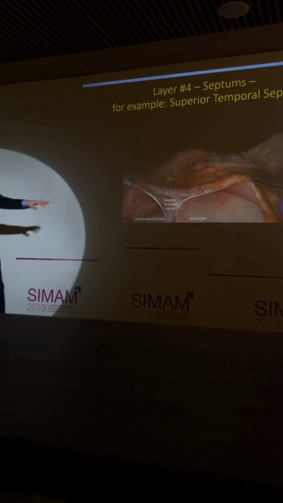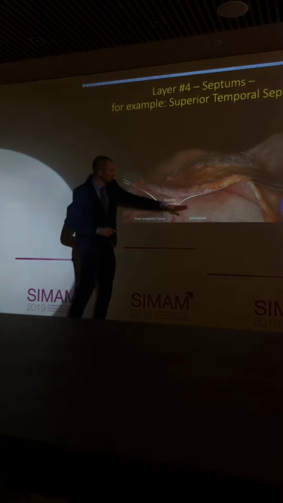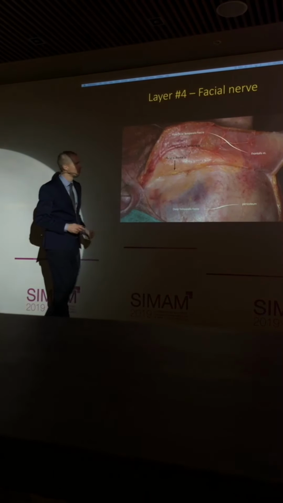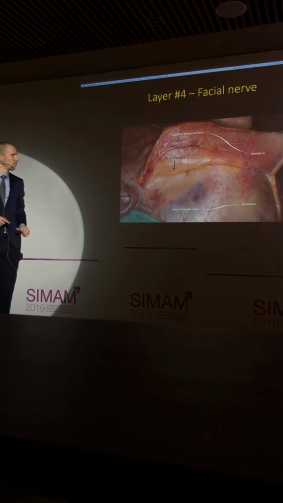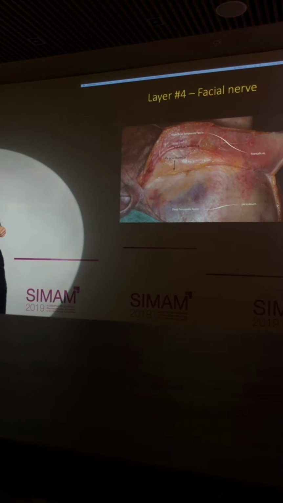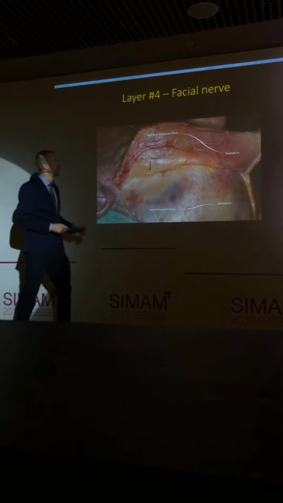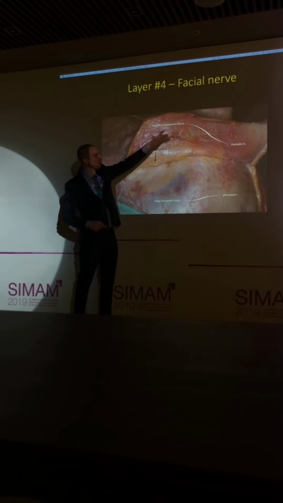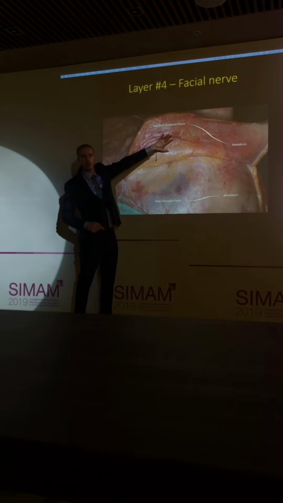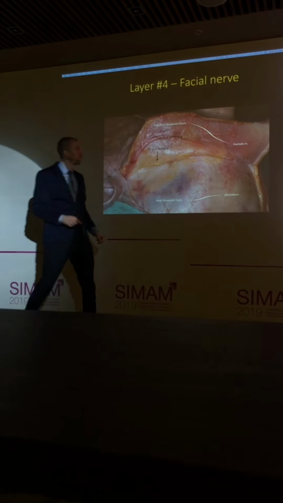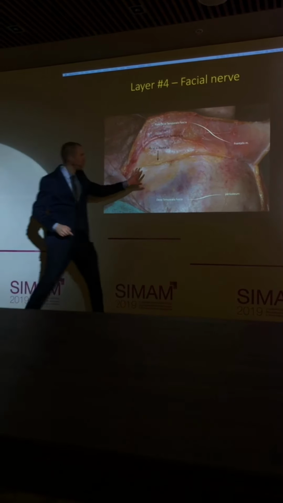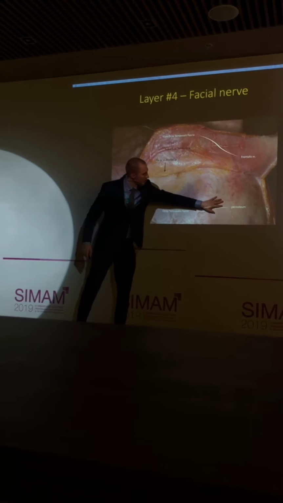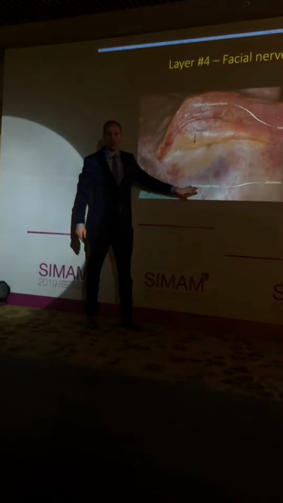So if we elevate this layer totally and we cut through this septum, we end up here. This is the back side of layer number 1, 2, and 3 up here. So think of this here. Here is layer number 5, periosteum, and the deep temporalis fascia.